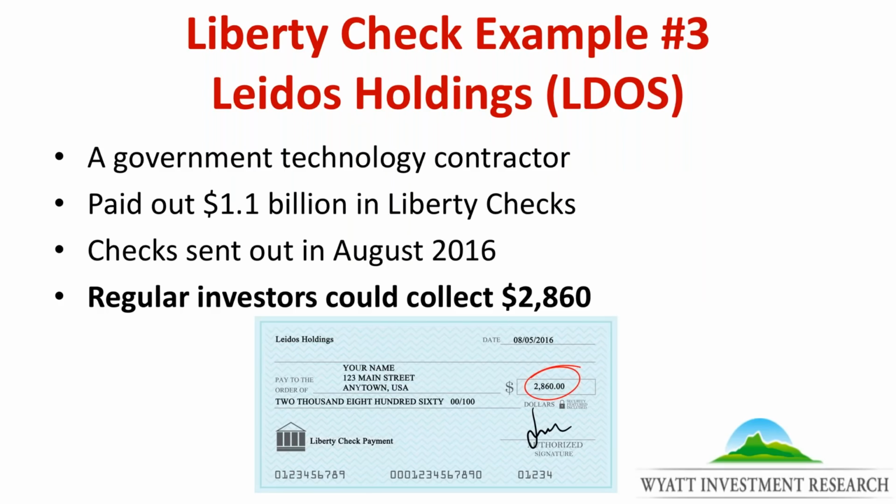Yeah, this is a government contractor, and this goes back to a business reorganization. They merged. Lockheed Martin merged their contracting segment with Leidos Holdings, and they found out they were able to secure more business, more cash flow from the government. They were able to pay $1.1 billion in Liberty checks, and this was sent out in August 2016. And regular investors, again, you're looking at something approaching almost $3,000, $2,860. Wow.